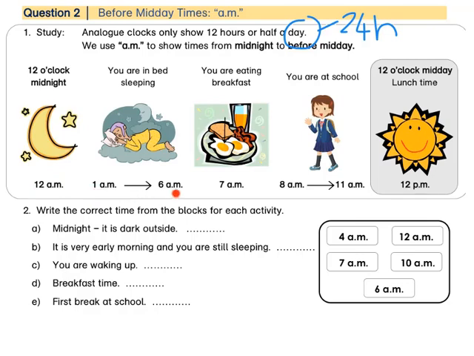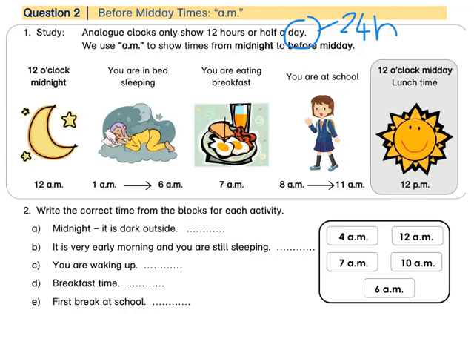Now, from 1 a.m. to 6 a.m., this is very early morning time. It is still dark outside and you are sleeping in bed. Then, at about 7 a.m., once the sun is up, you are eating breakfast. This is in the morning. From 8 a.m. to 11 a.m., you are already at school.